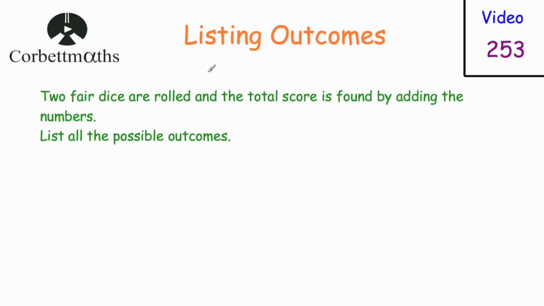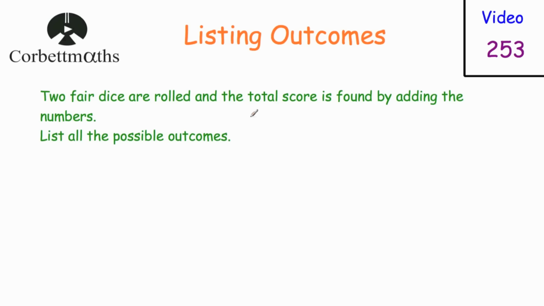Okay, let's have a look at our next topic. So now we're in the statistics and probability topics, the orange topics, and this is video 253 in Corbettmaths. And we're looking at listing outcomes. The question says, two fair dice are rolled and the total score is found by adding their numbers. List all possible outcomes. So we're going to roll two dice and add the scores together and list all the possible outcomes.